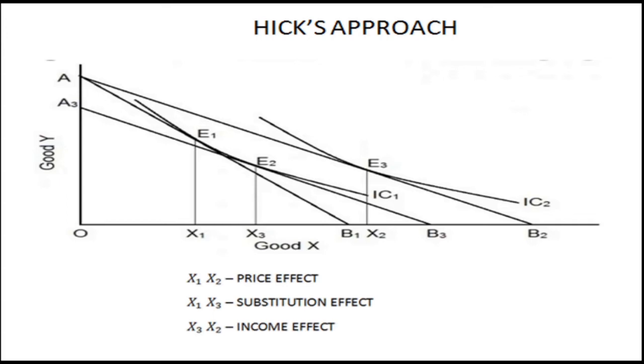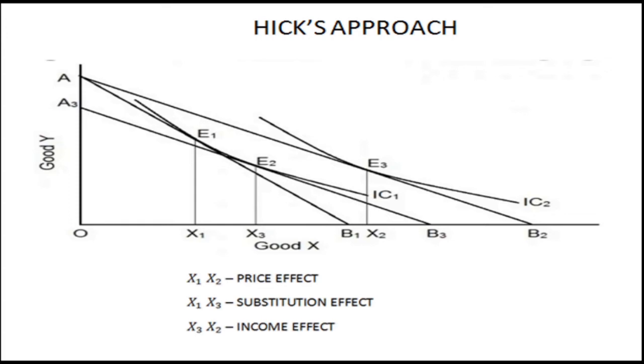By imposing tax, the government will withdraw some amount of money from the total income of the consumer, so that the consumer's new budget line will be A3B3.